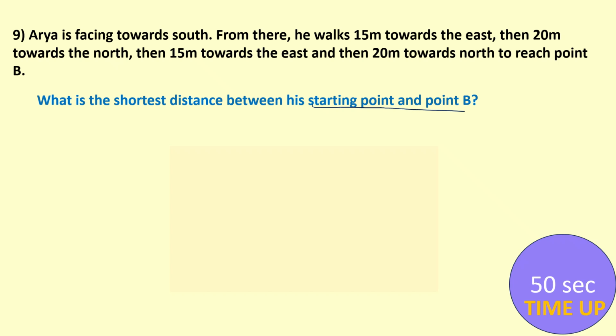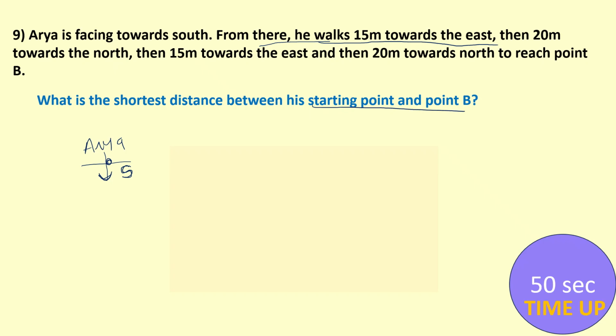So Arya is facing towards south. So if this is Arya, then this will be your south direction, correct? So she's facing towards the south. From there, he walks 15 meters towards the east. So you will think that she should have come in the question, correct? But in logical reasoning, gender doesn't matter. So don't think of that. Just see the question and solve it.